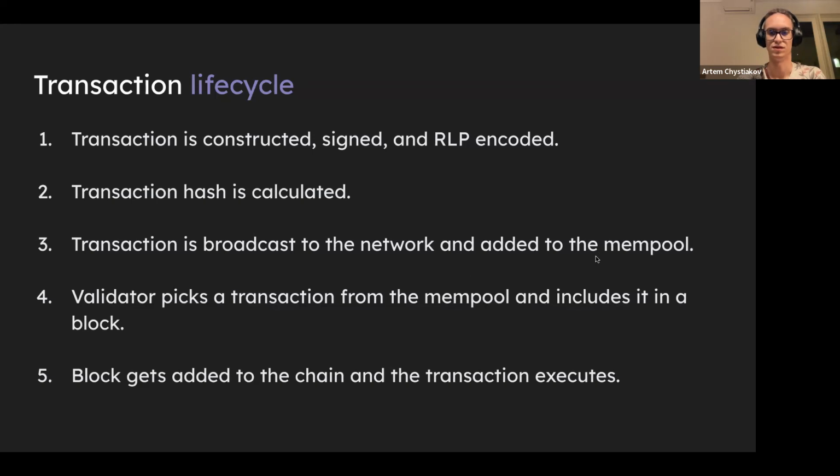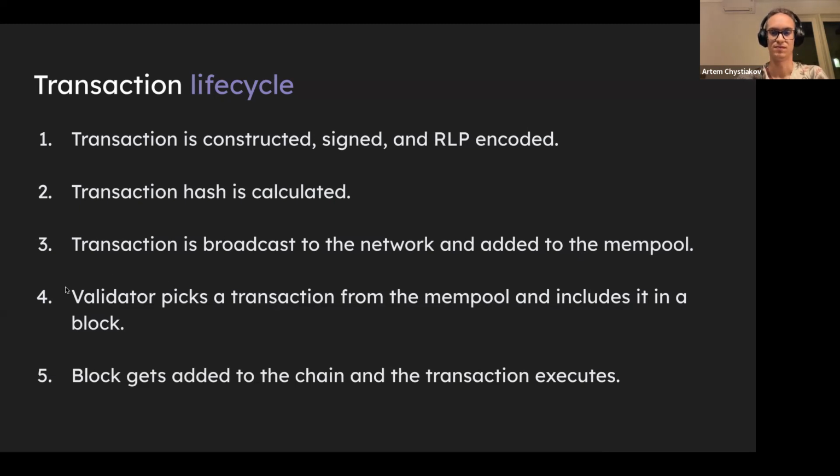Mempool is a special place of nodes, all the Ethereum nodes, where transactions live and are publicly available, so anyone can just inspect what happens there.